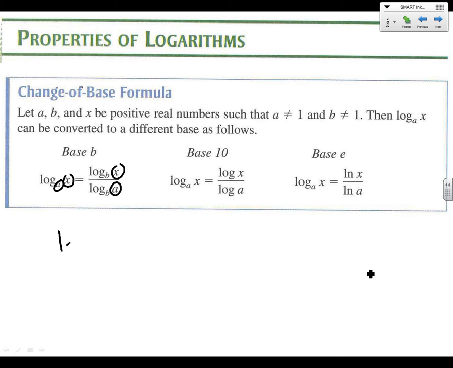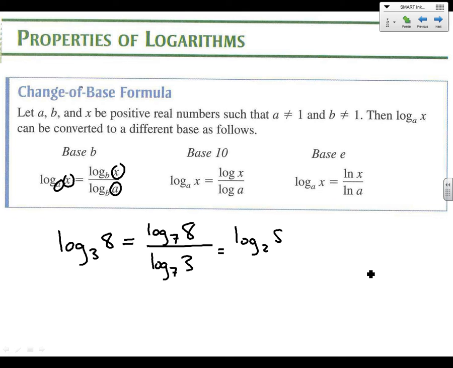So let's do an example here real quick. Log base 3 of 8. We could turn that into anything we want. We could say log base 7 of 8 over log base 7 of 3. Or we could do log base 2 of 8 over log base 2 of 3. Or any other base we want, as long as we keep these numbers the same. We take the 8 and put it on top, and the 3 goes on the bottom.